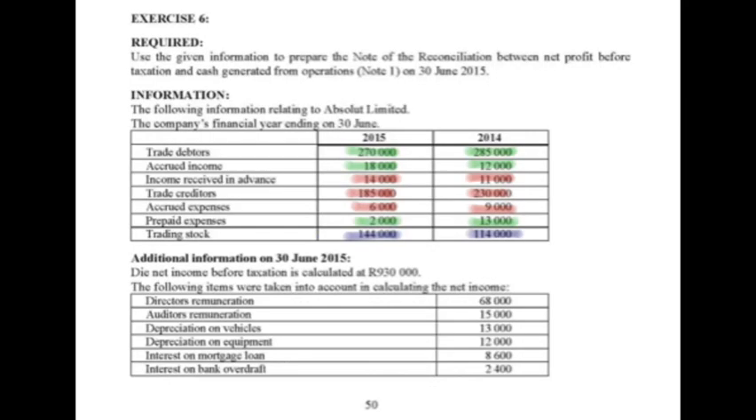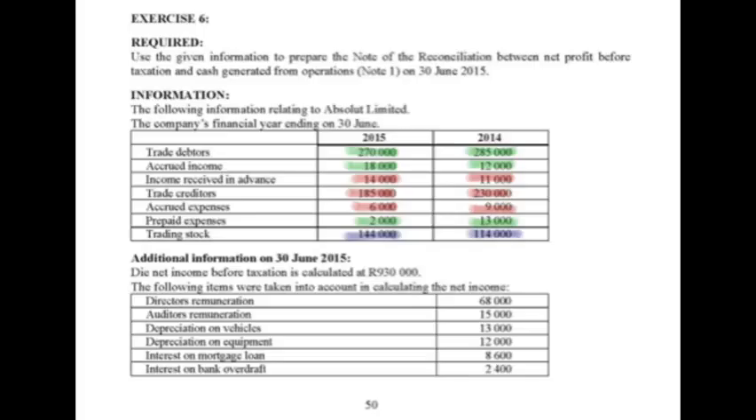So from my information, you need to be able to extract the information that has to do with stock, and the information that has to do with debtors in terms of trade and other receivables. And you need to extract the information that has to do with creditors, or in other words, trade and other payables. So I've highlighted the green ones as having to do with trade and other receivables. The red one has to do with trade and other payables, and the blue one has to do with inventory.